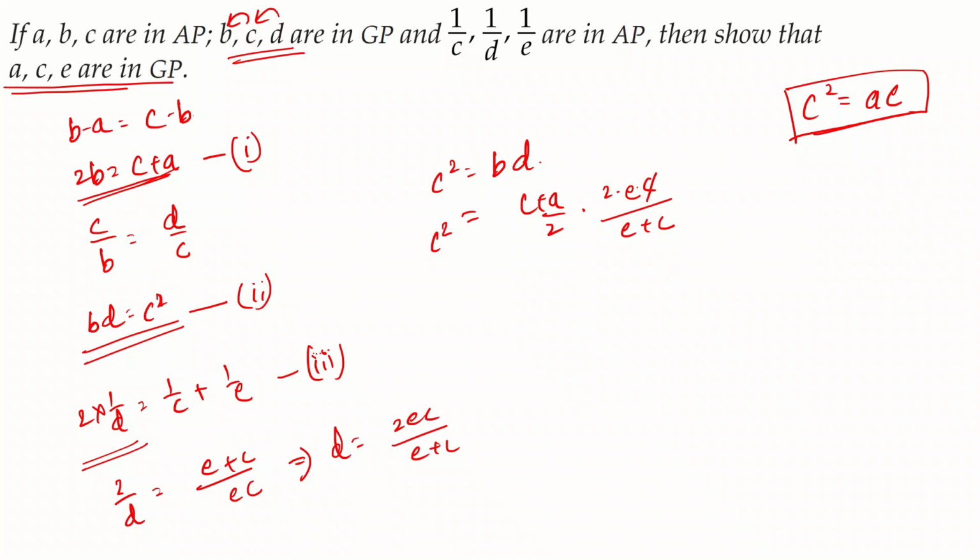Now 1 C and 1 C get cancelled out. So I get C times E plus C is equal to 2. 2 and 2 can also get cancelled out. So 2 and 2 cancel out. So no 2 over here.